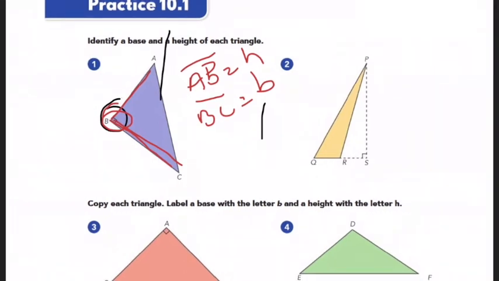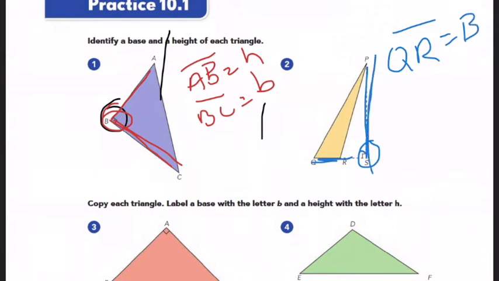Okay, so number 2, I circle the right angle. This is your base right here. It's QR. It's not QRS, because remember, the base has to be part of the triangle. So QR equals the base. That should be lowercase b. The height then has to be right here. So PS is the height. All right, let's move down.